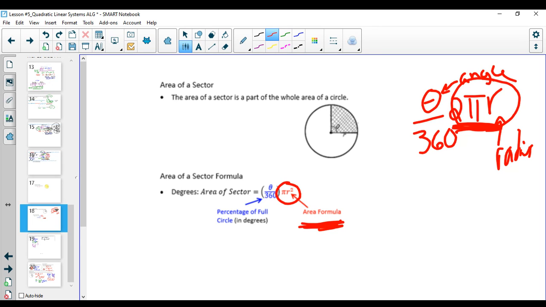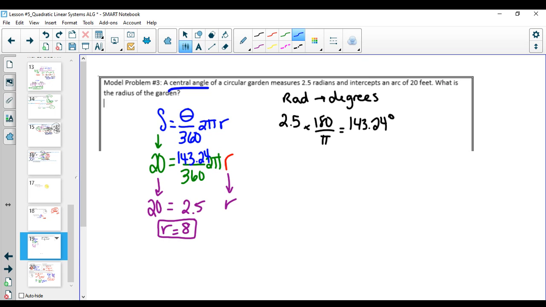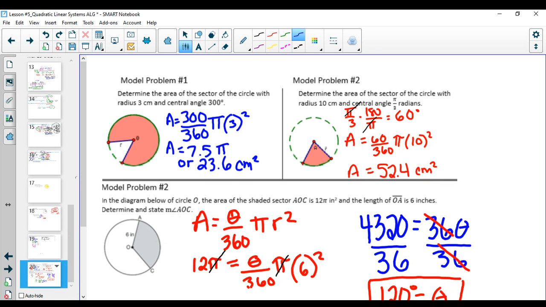So pi r squared is the area, and this piece is going to be the section of the full circle. So theta is your angle. So let's look at model problem 1. I already worked it out. So the angle theta is 300 degrees, so that's going right here. And then the radius is 3, so that's going in. So again, our formula was theta over 360 times pi r squared.